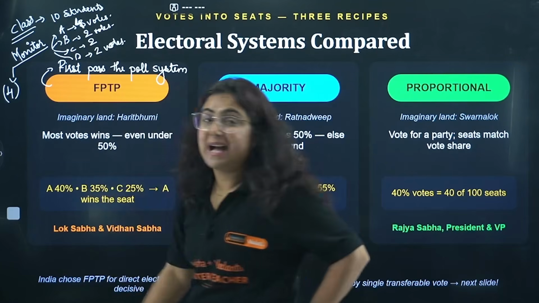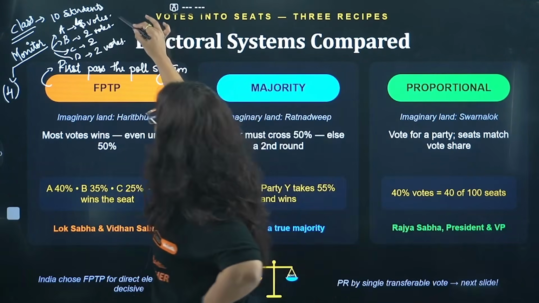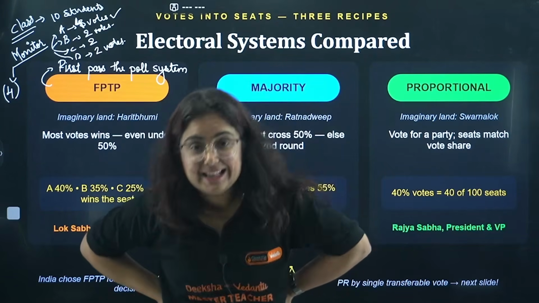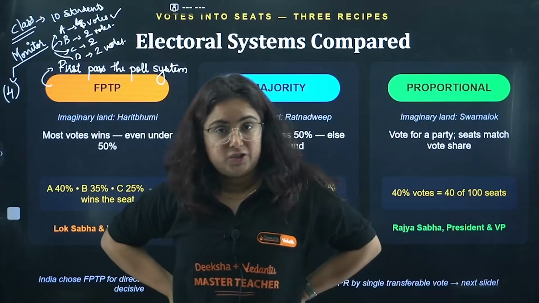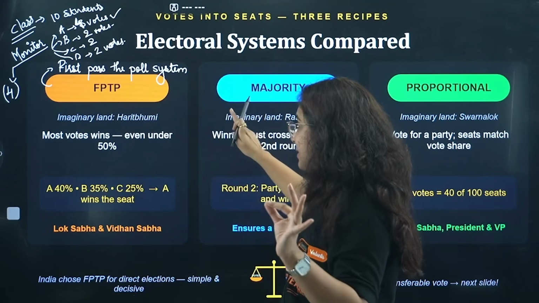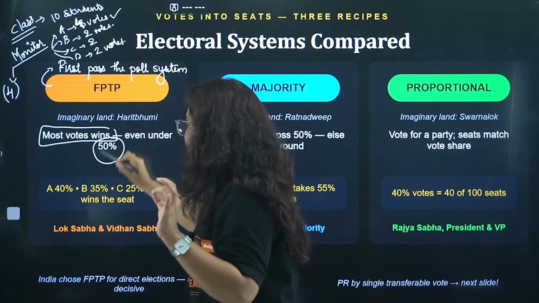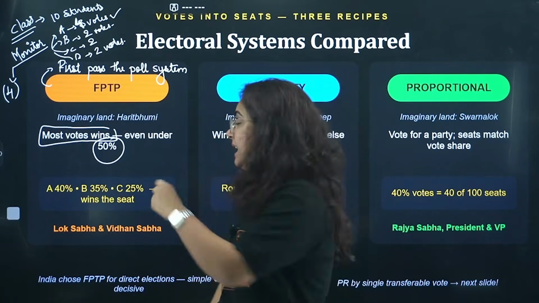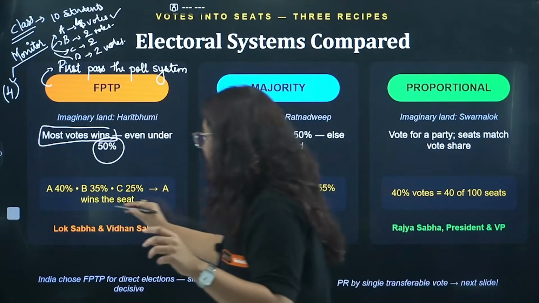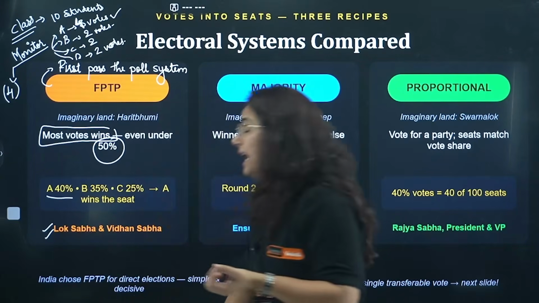Now, who got the maximum vote here? Not talking about 50% plus 1, but who got the maximum vote? Student A got the maximum vote, and hence he or she will win the election. This is what is known as the first past the poll system, right? The most votes wins, even if it is not 50%. If it is under 50%, then also the person will be considered as winning the election. Like A got 40%, they win the election in Lok Sabha and Vidhan Sabha.